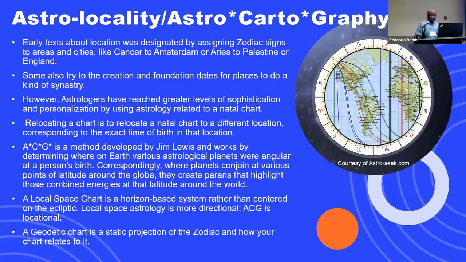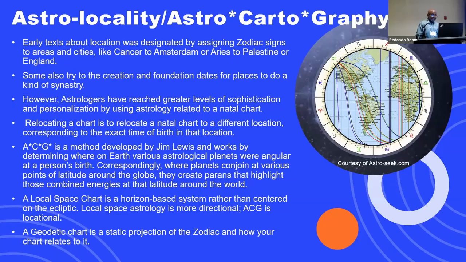There's also another kind of chart which you can do on Astro-Seek and also on astro.com. A local space chart is a horizon-based system rather than centered on the ecliptic, which is the nature of astrocartography. Local space astrology is more directional. ACG is more locational. I'm going to show you an illustration of that in a second.